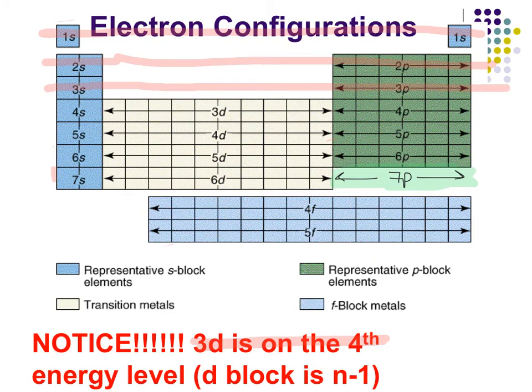Notice how I didn't cross 3d as I went from the s to the p block. The d is after the 4s orbital. That is on purpose. That's why the periodic table is a good trick.